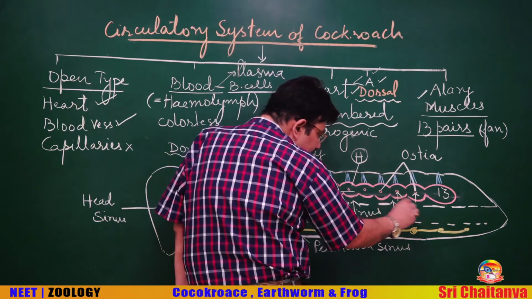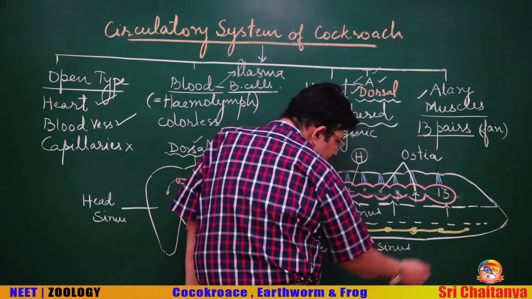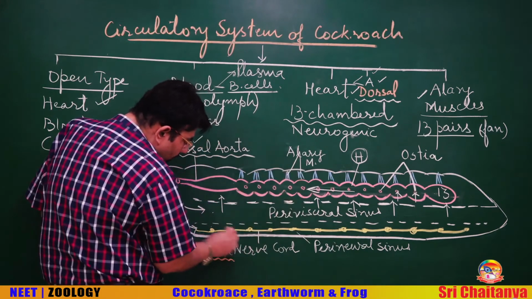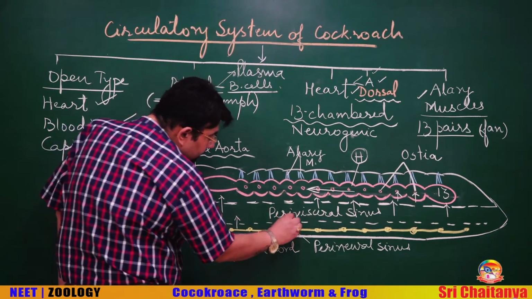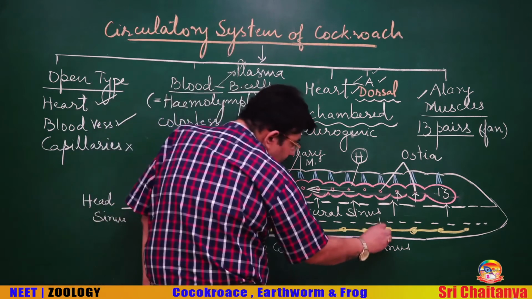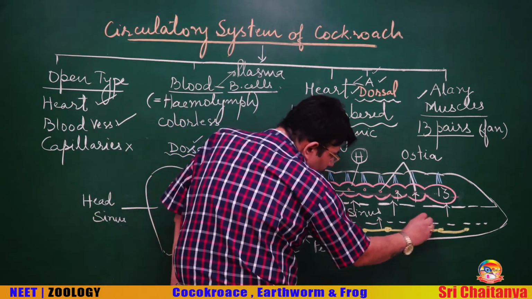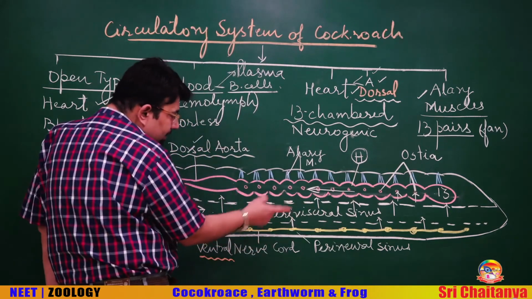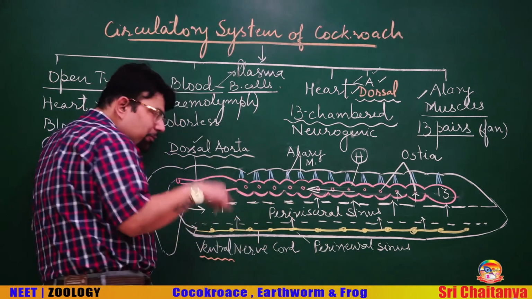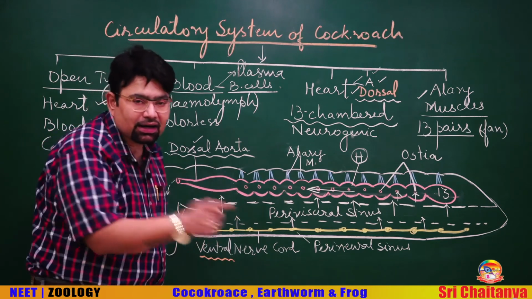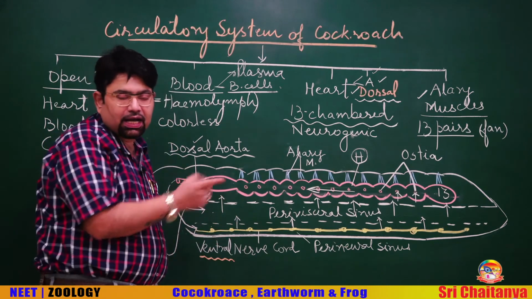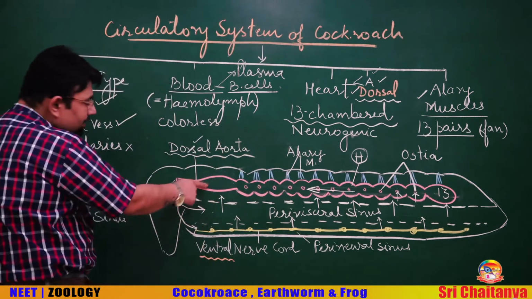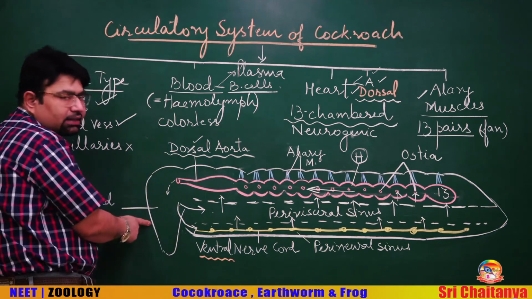Then from there the blood ascends up. The changes in the pressure are such that the blood from the perineural can come to the perivisceral. From perivisceral it can enter pericardial, and from pericardial it can only enter the heart through ostia. And from the heart it is pumped from back to front, into the dorsal aorta, again entering the head sinus.